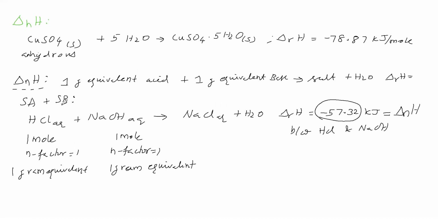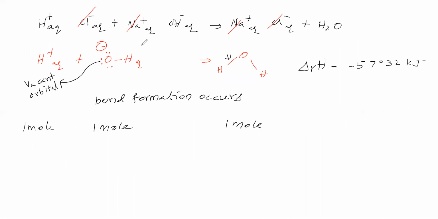Now, this aqueous HCl we can write in the form of H plus ions and Cl minus ions. Aqueous sodium hydroxide we can write like this. We cancel the spectator ions, and what remains is H plus and OH minus forming water. Therefore, enthalpy of neutralization we can define like this also: when 1 mole of H plus ions combines with 1 mole of OH minus ions to form 1 mole of water, the amount of heat involved is called the enthalpy of neutralization. So we got the definition of enthalpy of neutralization.